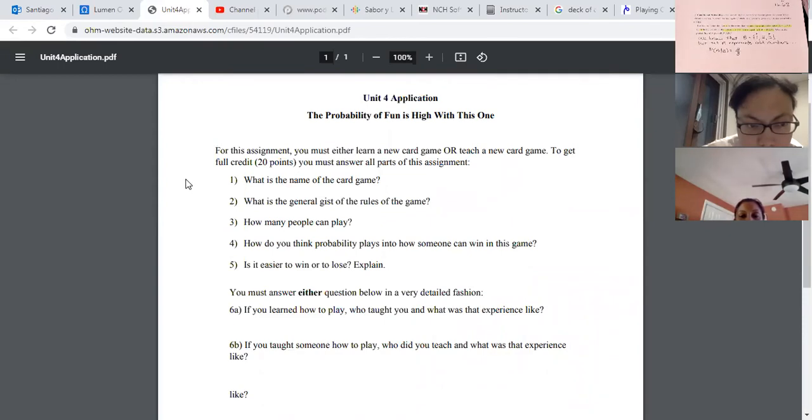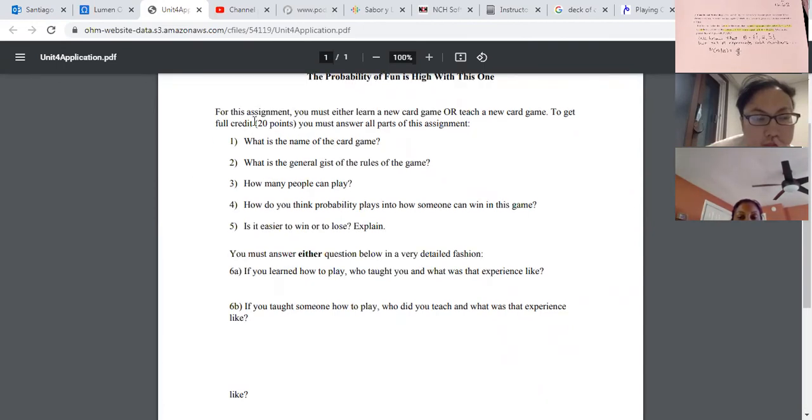For this assignment, you must either learn a new card game or teach a new card game. If you already have some card games you love playing, I want you to teach someone a card game. If you don't know any, talk to somebody. Guaranteed you'll find someone who plays cards, and they can teach you. To get the full 20 points for this assignment, you have to answer each of these parts. What's the name of the game? What's the general gist of the rules? You don't have to list the whole thing unless you want to, but I'd prefer a general gist of the rules.